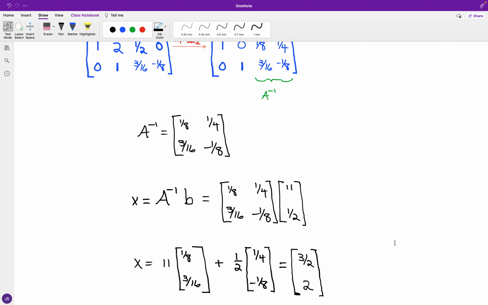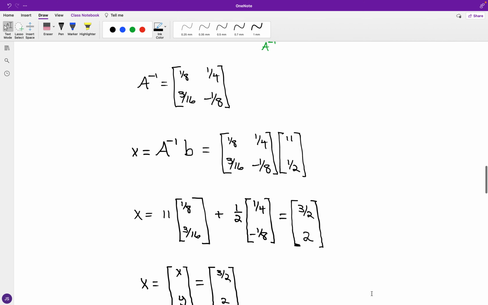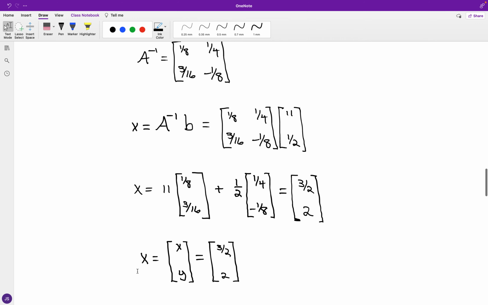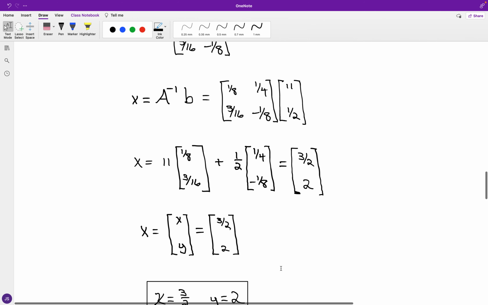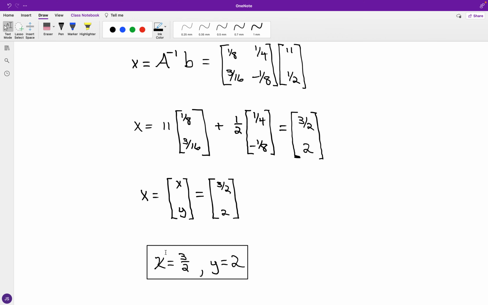11 times 3/16 is going to be 33/16. And we have 1/2 times negative 1/8, which is going to be a minus 1/16. So I have 33/16 minus 1/16, which will be 32/16, which is going to be equal to 2. So again, this x is in reference to the solution matrix, where we have the variables x and y from the equations, and x is equal to simultaneously 3/2 and 2. Looking at mapping together, x refers to 3/2, and y likewise refers to 2.